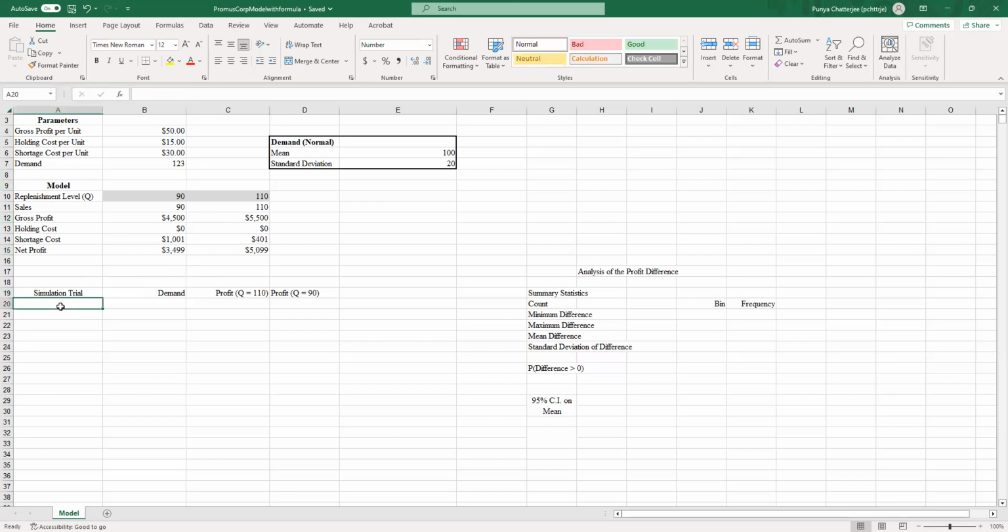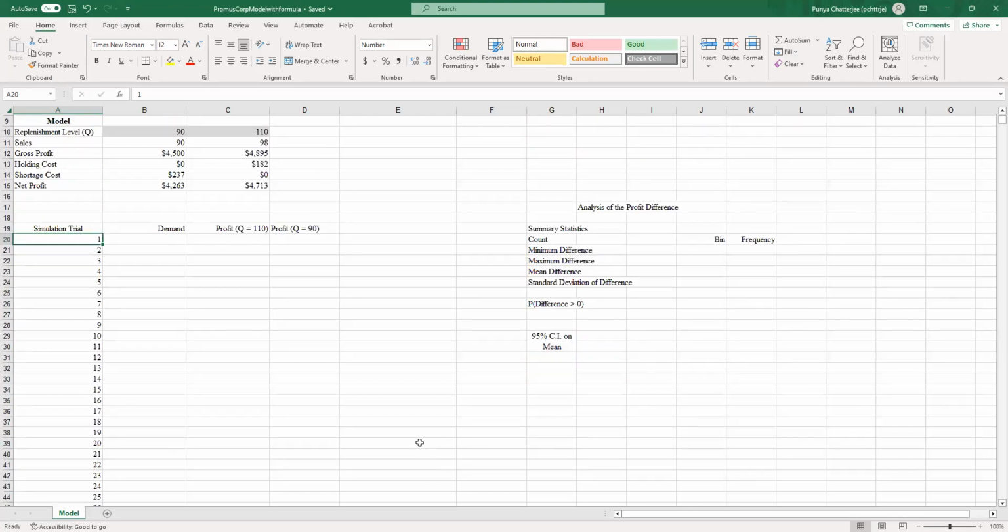We're going to start our simulation just like we do all the time. You're going to start by writing the numbers 1 to 1,000 under simulation trial. You want to start with 1, then go to Home, then Fill, and then Series. In Series, because you're creating the simulation trial numbers 1 to 1,000 in your column, you're going to select Columns, and your step value is going to be 1 and the stop value is going to be 1,000. If you did everything correctly, that should give you the numbers 1 to 1,000 under simulation trial.